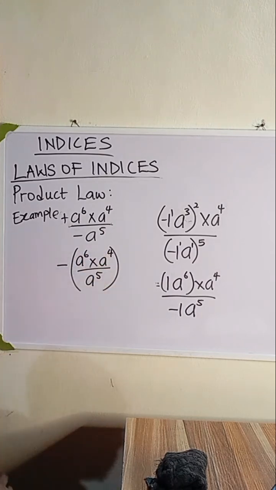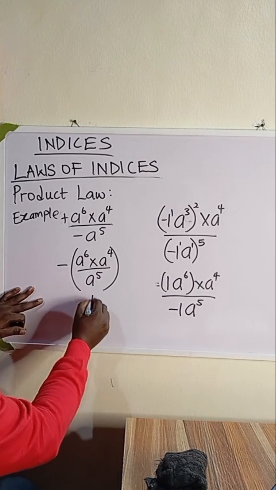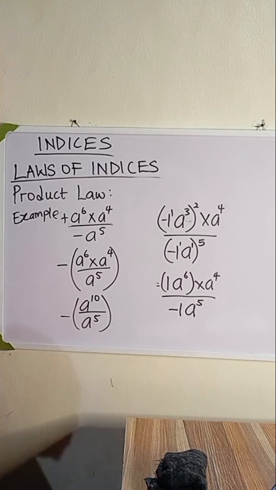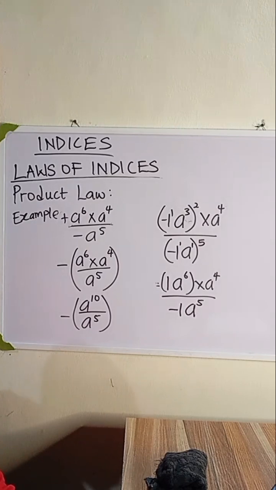So a to the power of 10 divided by a to the power of 5, who can tell us the answer from what we have learned today? A to the power of 5, correct? Because 10 minus 5 will give you 5. So our final answer will be minus a to the power of 5. That will be our final answer. Minus a to the power of 5.